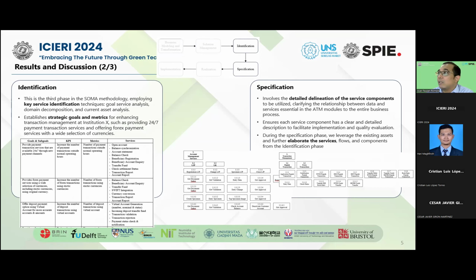On the right side, the specification page will detail the service components necessary for ATM operation, clarifying their relationship with data and processes. Each component is described for easy implementation, ensuring readiness for integration into the system architecture. We also leverage the existing assets and further elaborate the services, flows, and components for the identification phase.